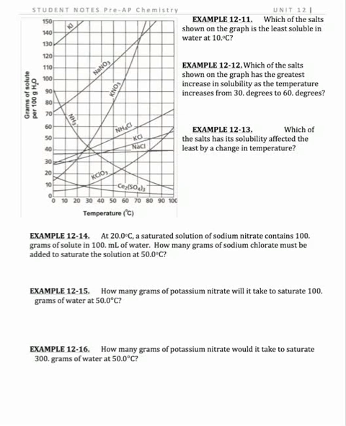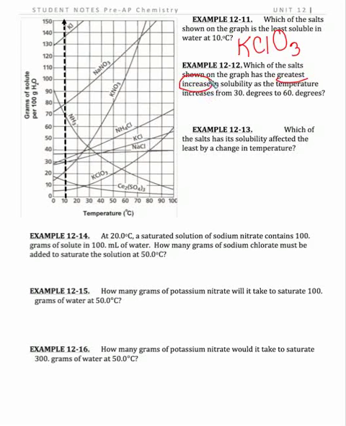Let's do some mathematics of these. Which of the salts is the least soluble at 10 degrees? Let's follow up 10 degrees. That's this line right here. You notice that KI is the most soluble, and that KClO3 is the least, has the fewest grams per 100 grams of water.